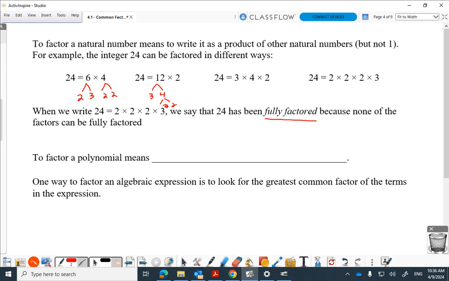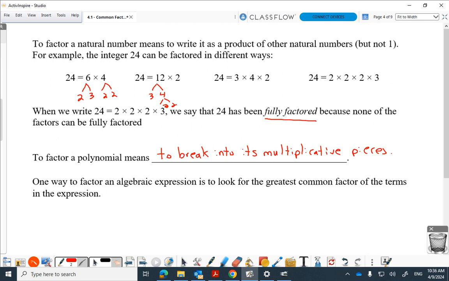To factor a polynomial means to break it into its multiplicative pieces. Oh, is that too fancy? Did I over fancy that statement? Break it down into things multiplied together, basically.